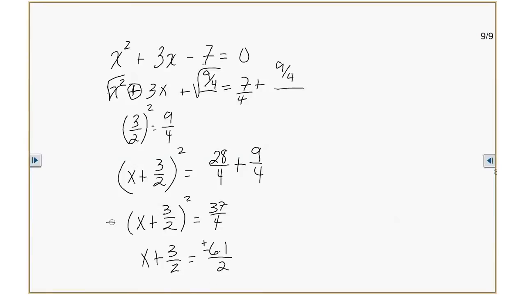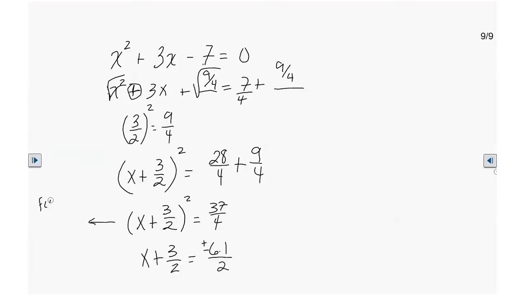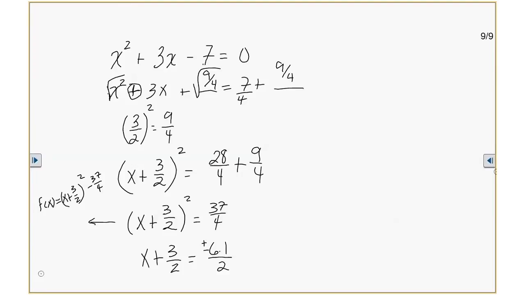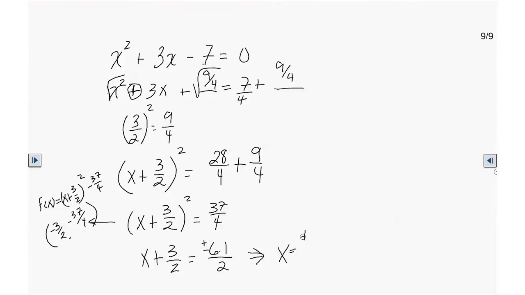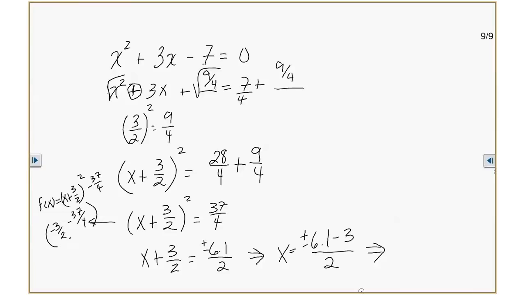And don't forget our vertex. Our f of x is equal to (x plus 3/2) quantity squared minus 37/4. Vertex is negative 3/2 and negative 37/4. And then we bring the negative 3 over. x is equal to positive or negative 6.1 minus 3 over 2. What is 6.1 minus 3?